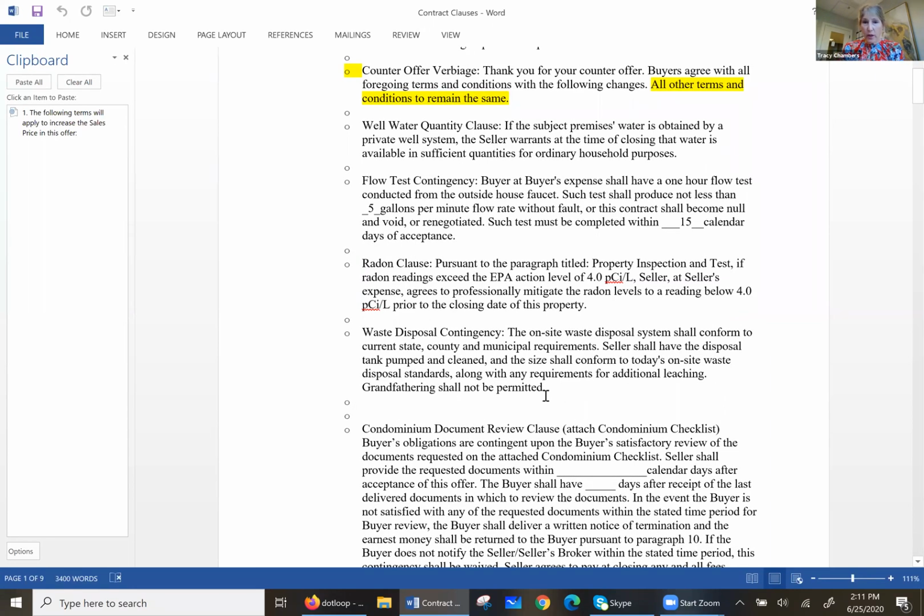Waste disposal clause. So the on-site waste disposal shall conform to current state, county, municipal requirements. They should have the tanks pumped and cleaned, and size shall conform to today's on-site disposal standards. Who knows what the size of a disposal system, a sewer, a septic, what does it relate to? Is it the size of the house? Is it square footage? Number of bathrooms? No, that's what everybody thinks. Oh.